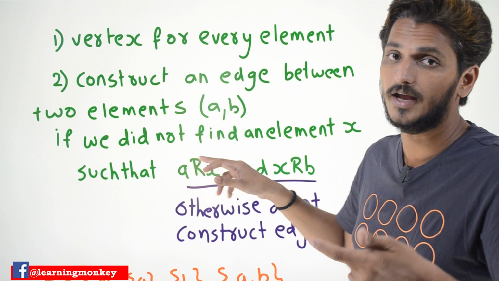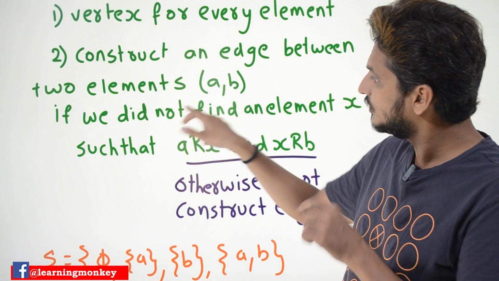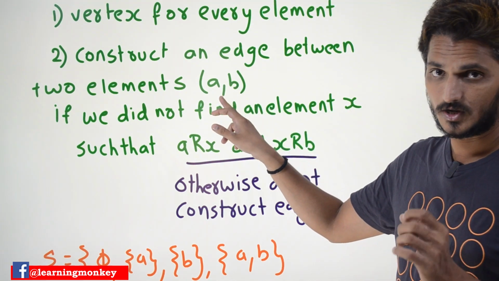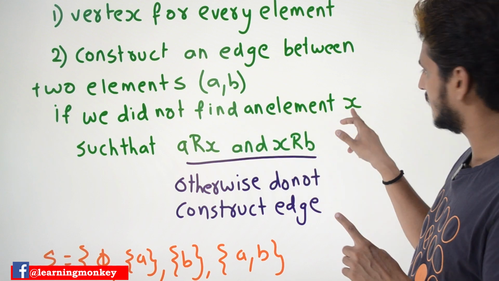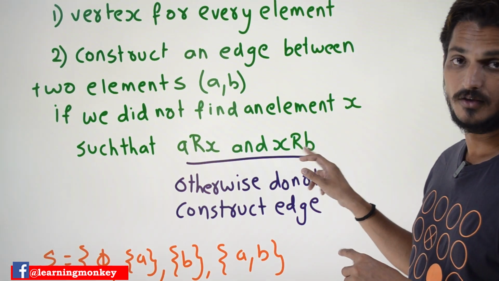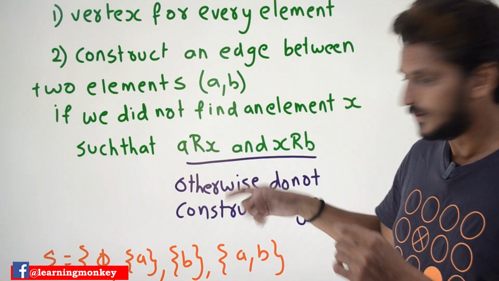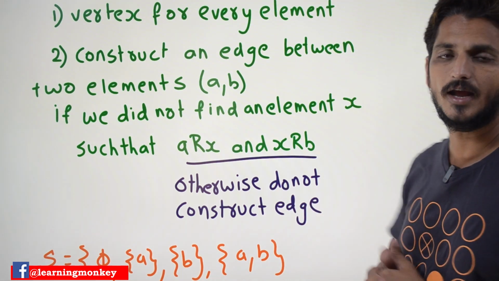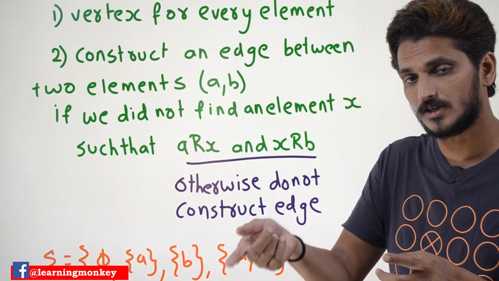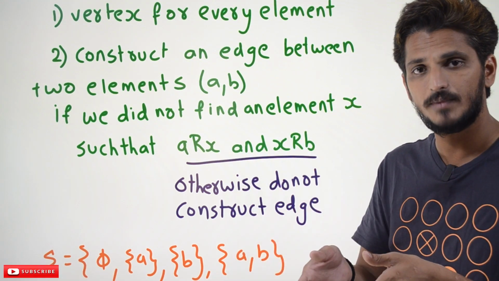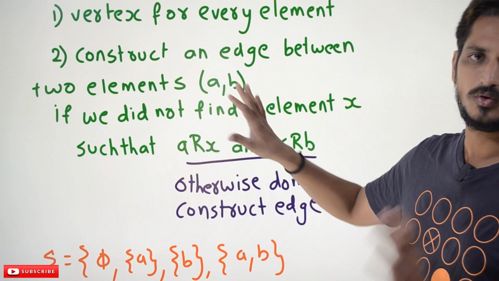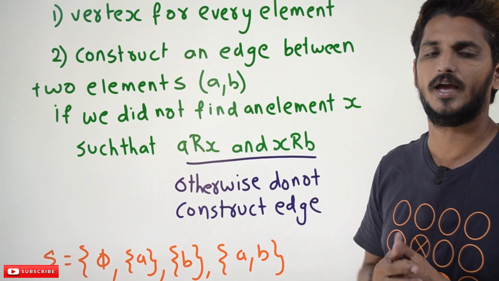When can you construct an edge? You take an ordered pair a comma b. In this ordered pair, you should not find an element x such that a relates x and x relates b. If you find such an element, then do not construct an edge. If you don't find one, then you have to construct an edge. This is the condition we need to satisfy to construct the Hasse diagram.